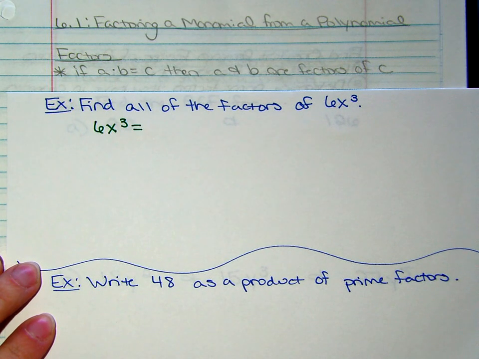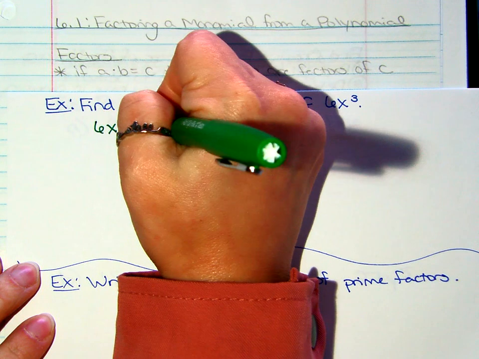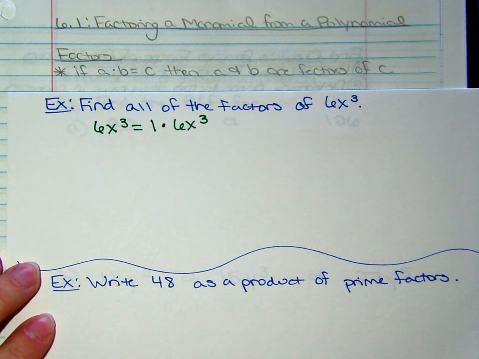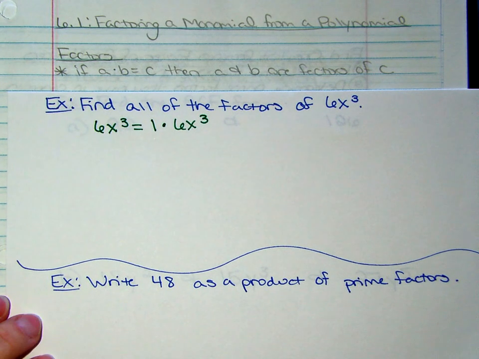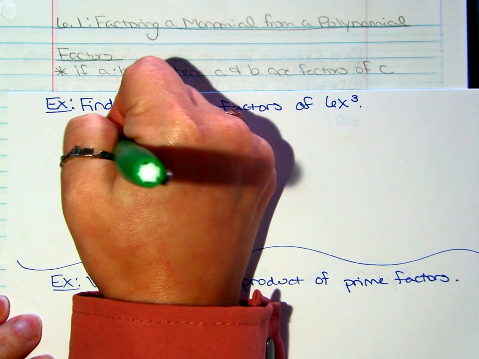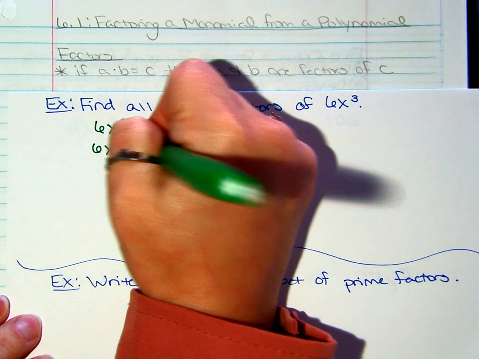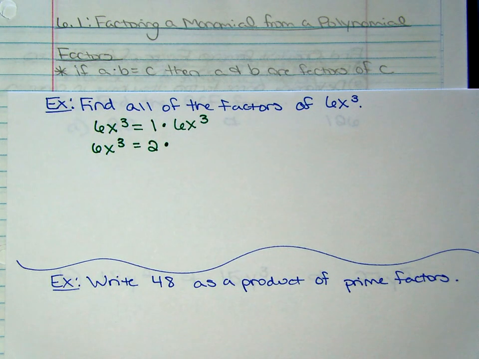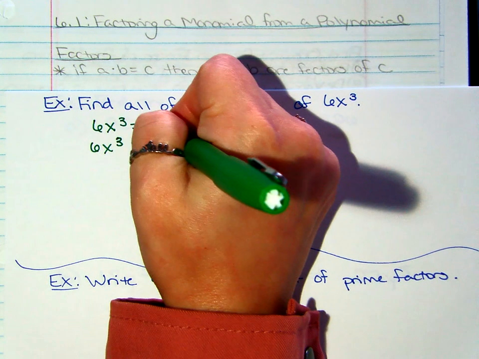So the easiest factor to start with is 1. 1 times 6x to the third will give me 6x to the third. That seems like a duh, but it is a factor. 1 is a factor of everything. So then I go again and I say, okay, well I know 2 is a factor of 6. So if I take a 2 out, what will I have to have left? 2 times what will give me 6x to the third? 3x to the third, exactly right.